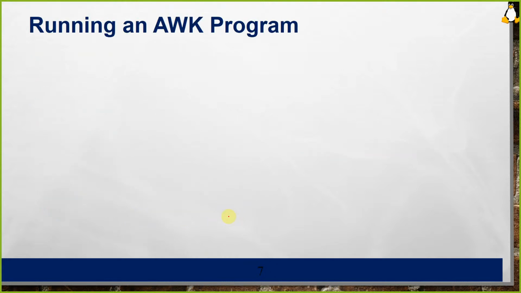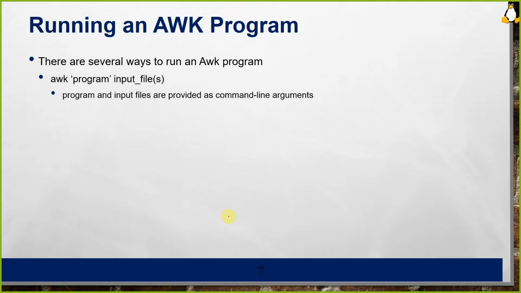Running an awk program. There are several ways to run an awk program. You can simply write awk followed by your actual program in single quotes, and the files on which you want to run it. Program and input files are provided as command line arguments.